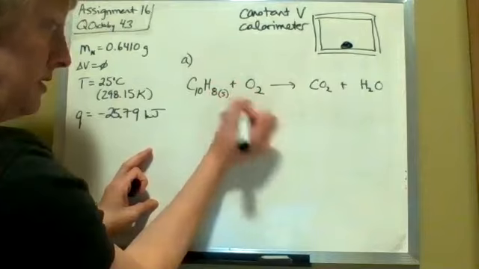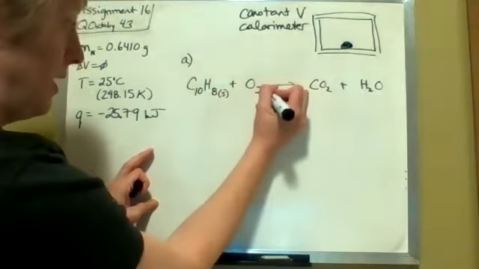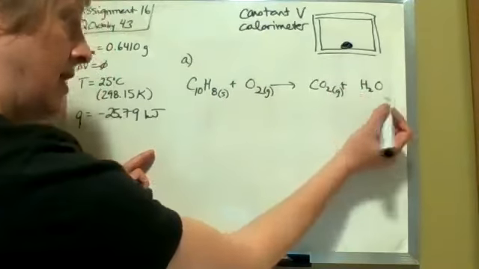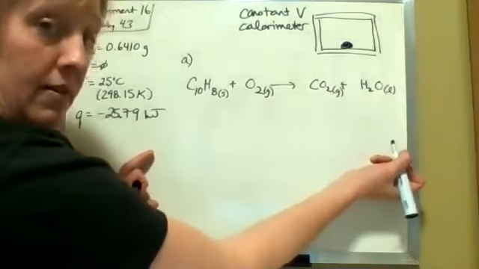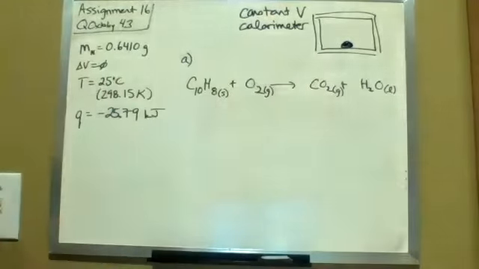It's important to know the little phases over here. So naphthalene is solid, like your mothballs. Your small mothballs are naphthalene. O2 is a gas, CO2 is a gas, and at 25 degrees, water is a liquid. So here's your equation that you're using. We want to balance this. You guys can go ahead and try balancing that.